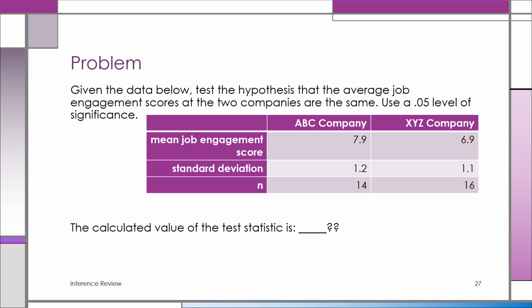You've got an average from the data of 7.9 for ABC company, 6.9 for XYZ company. You've got a standard deviation, 1.2 and 1.1, and you've got the sample size, 14 and 16. We'll see what to do with that in a minute. Then the question is, what's the calculated value of this test statistic?